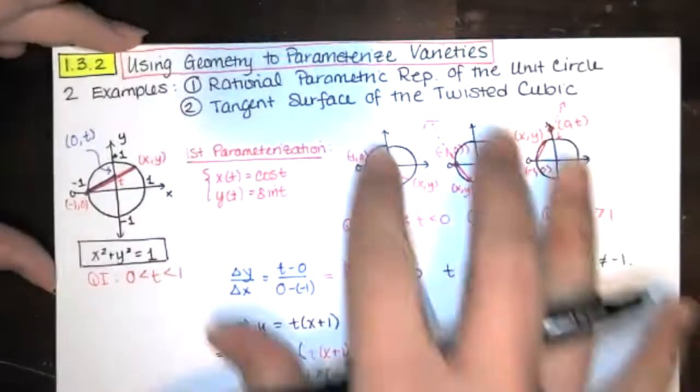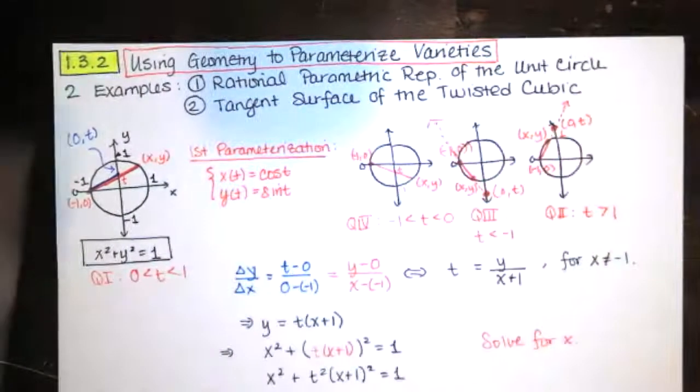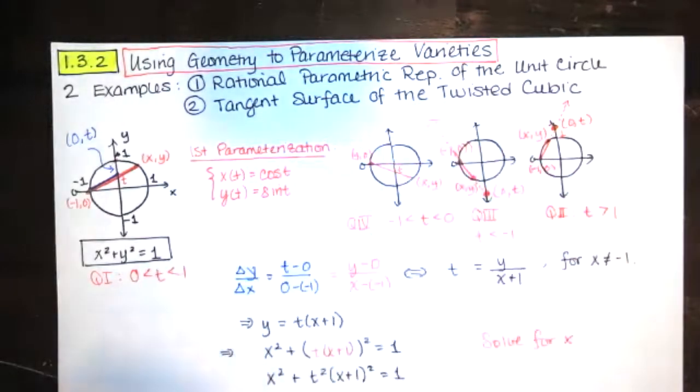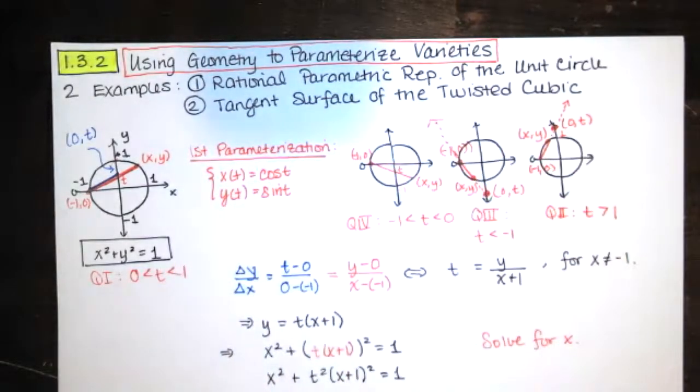Now we also want to look at another use of geometry to parameterize affine varieties, and that's going to yield what's called the tangent surface of the twisted cubic. Now remember what the twisted cubic is.